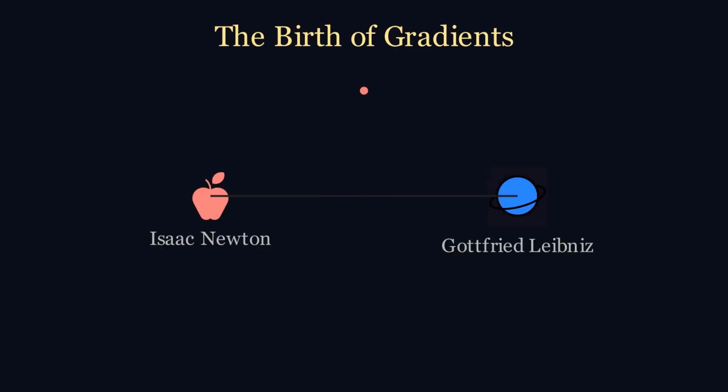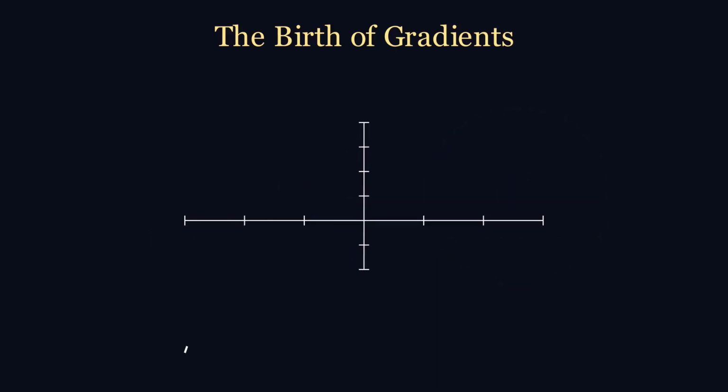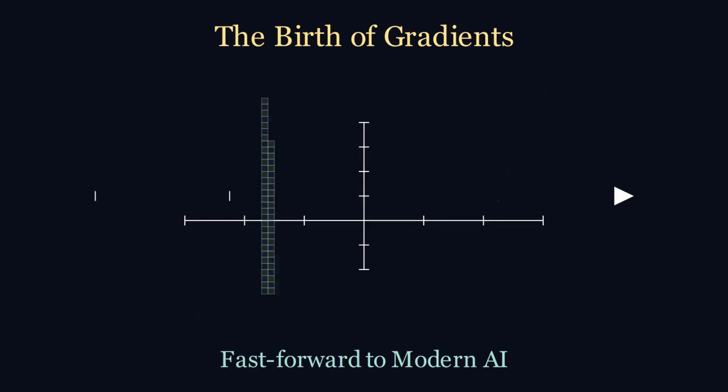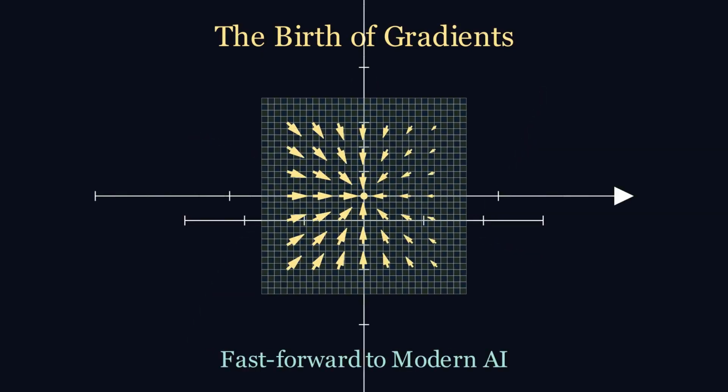So, this whole idea of gradient isn't new. It was born centuries ago with calculus, which was invented by Newton and Leibniz. They wanted a way to describe how things change over time, how fast an apple falls, or how fast a planet moves, or how a curve bends. This idea of change, of slope, became the derivative.